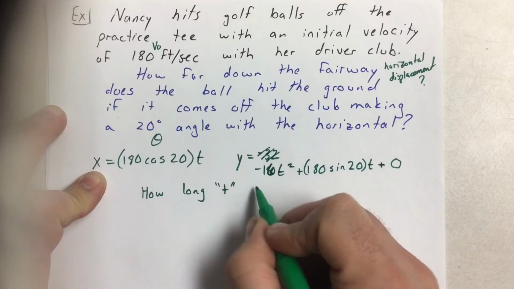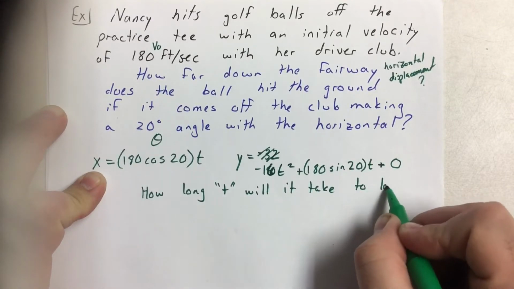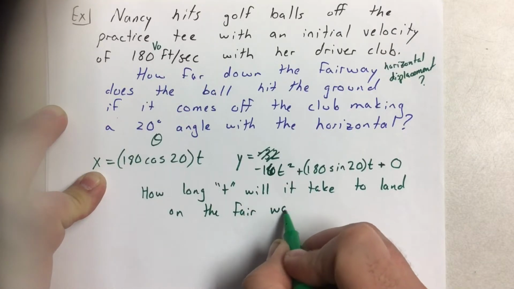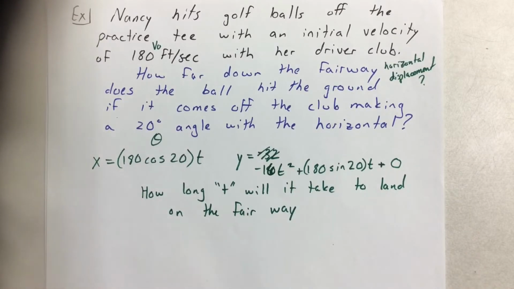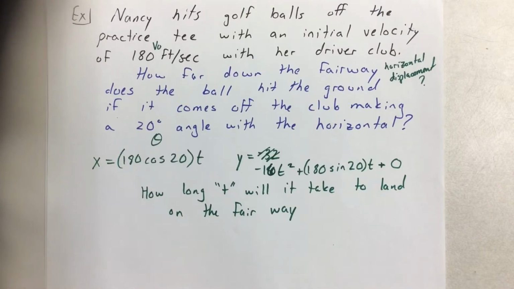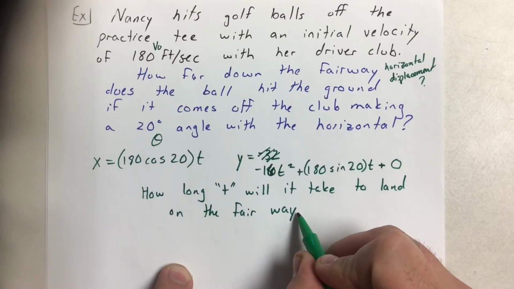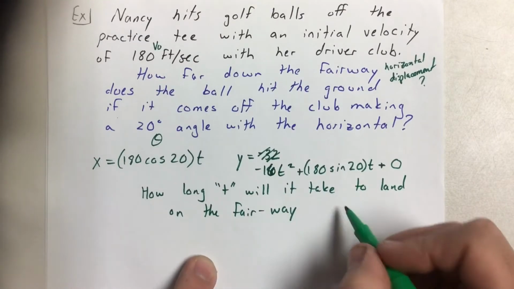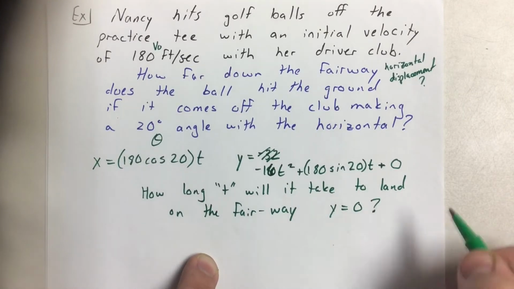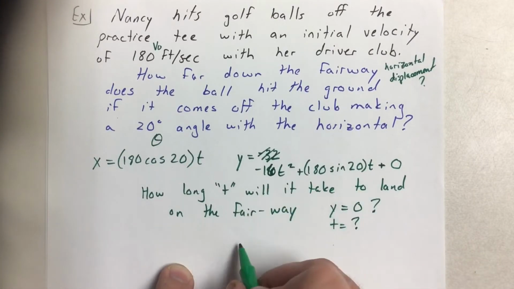This is time. How long will it take to land on the fairway? So believe it or not, we cannot use our horizontal to figure this out. So we're wanting to know how long will it take to land. Well, to land on the fairway, we're wanting to know when is our vertical height 0. So we're going to set our vertical equation equal to 0.